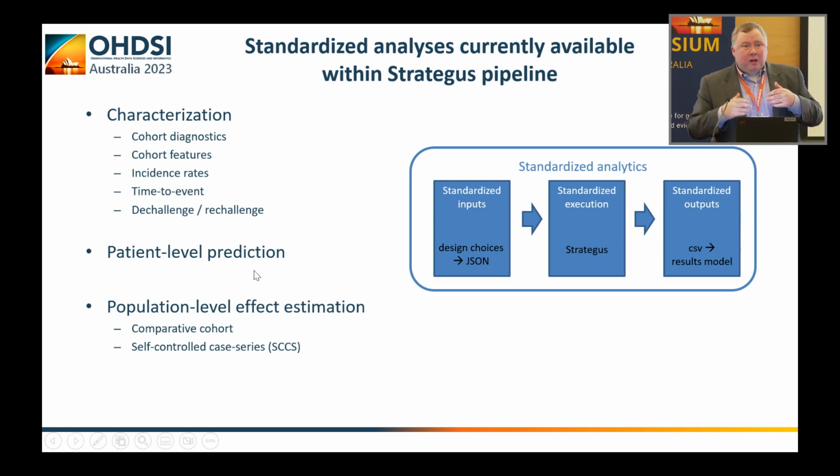Patient-level prediction. Again, the idea here, the question as it relates to fluoroquinolones would be, if I knew which patients were initiating treatment with fluoroquinolones, I could ask the question, which of those patients is at highest risk of going on to have an aortic aneurysm?